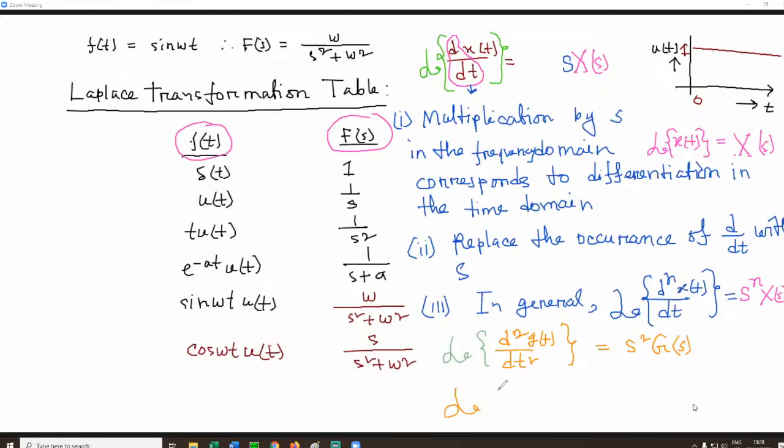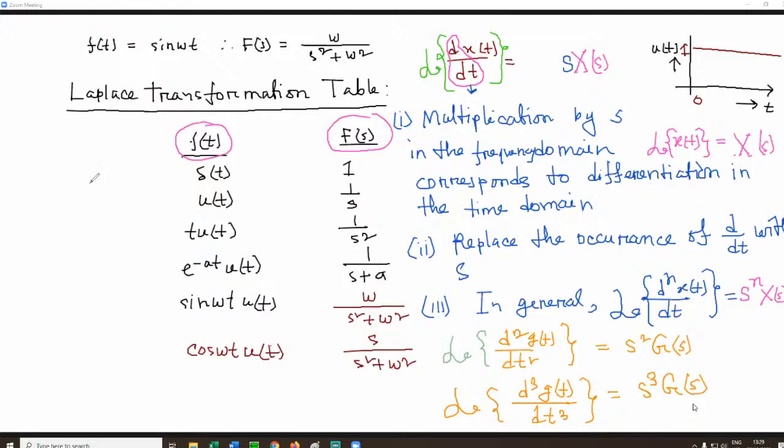In a similar way, if I give you another example, the Laplace transformation of d cube g(t) by dt cube, what will you get for that? S cube, and G(s), right? Capital G(s), right? Yes, sir. Okay, so this is the formula.